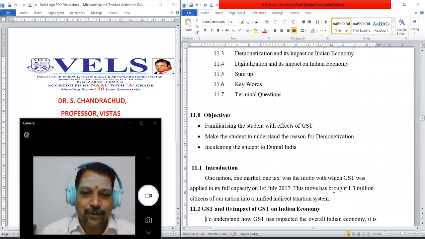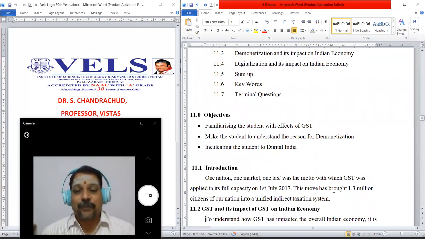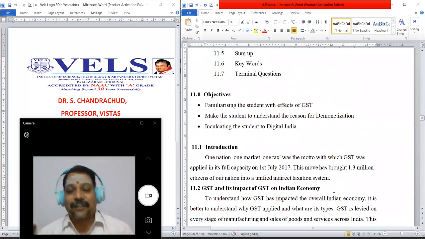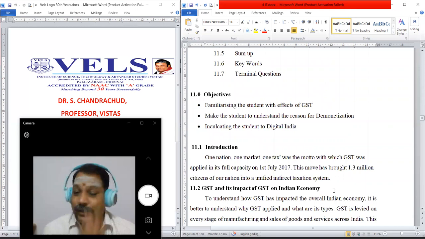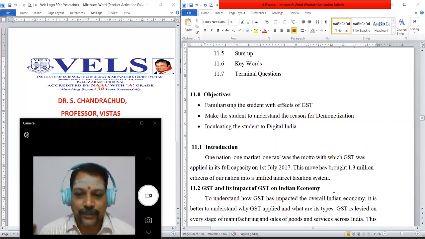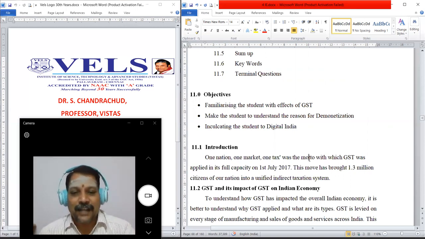The main objective of this particular unit is to familiarize the student with the effect of GST and to make the student understand the reason for demonetization. And we have to inculcate the student in digital India. So these are the three objectives of the unit. Let us get into the class.